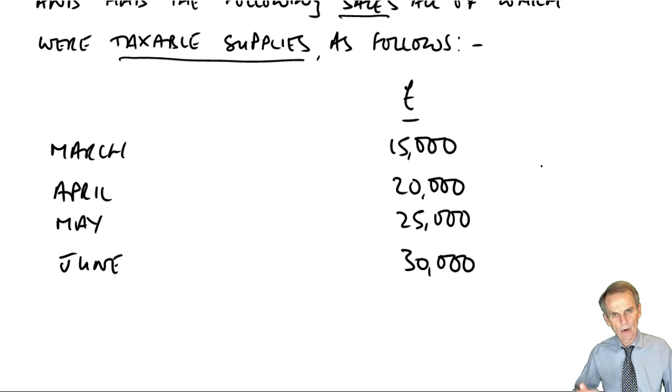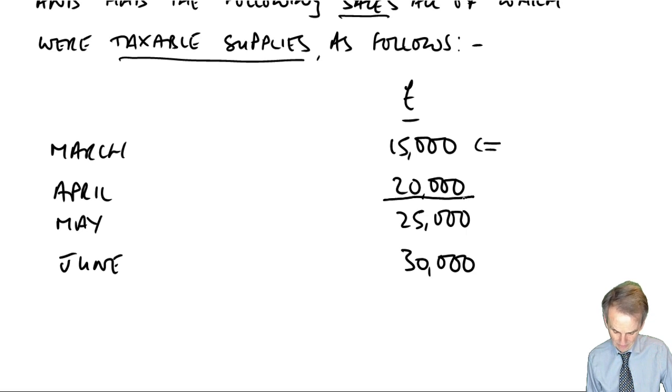So remember, we're working on a rolling 12-month cycle, though here we won't have to wait for more than 12 months. You can see I've clearly given you 4 months here. That's enough for us to get up to the 85,000 level of taxable supplies, and thus have to register for VAT on a compulsory basis. So March was £15,000. We then had April, 20,000. So the cumulative over those 2 months equals 35,000. So we're not up to 85,000.